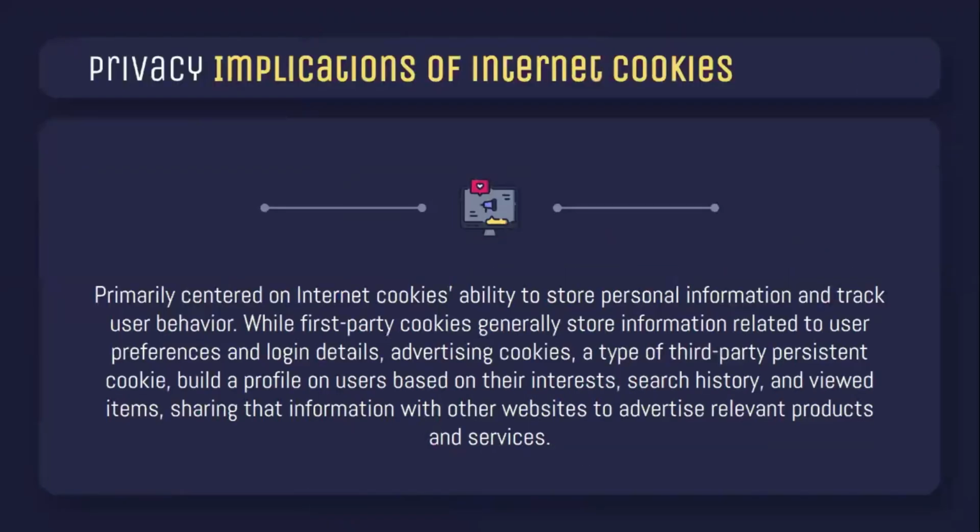Privacy implications of Internet cookies. Primarily centered on Internet cookies' ability to store personal information and track user behavior. While first-party cookies generally store information related to user preferences and login details, advertising cookies, a type of third-party persistent cookie, build a profile on users based on their interests, search history, and viewed items, sharing that information with other websites to advertise relevant products and services.